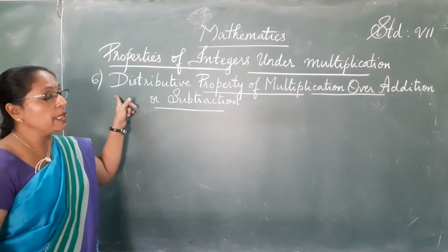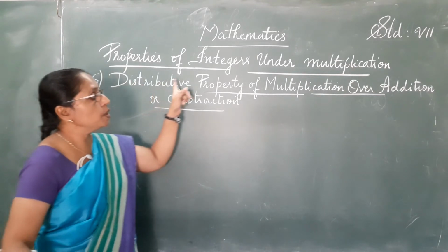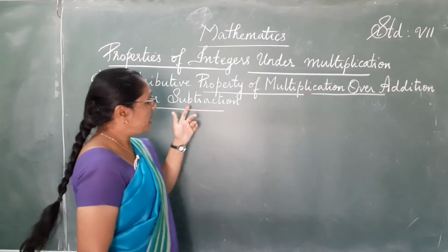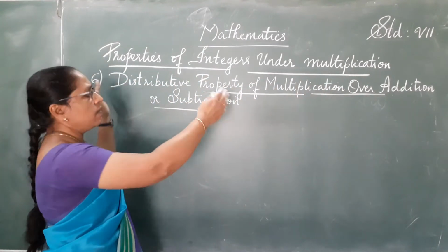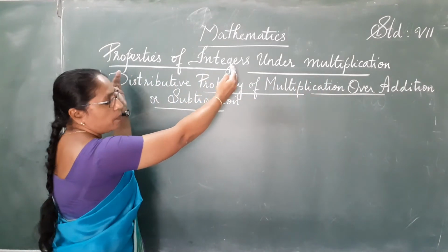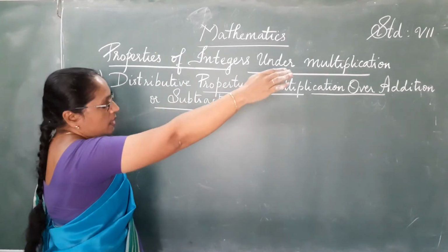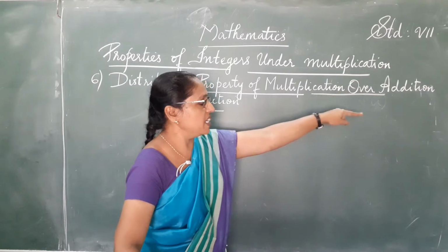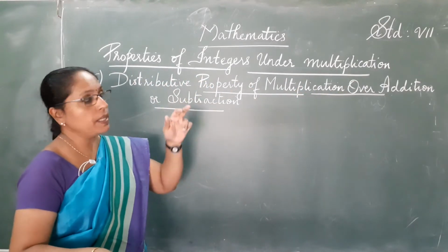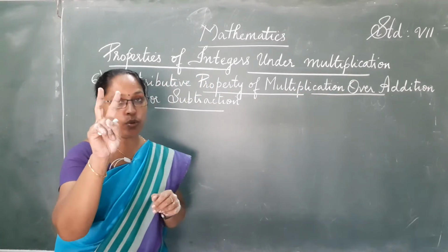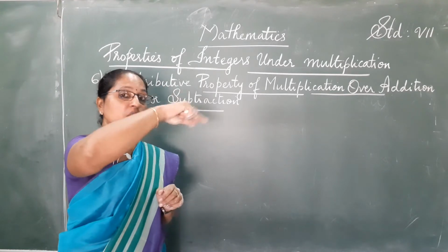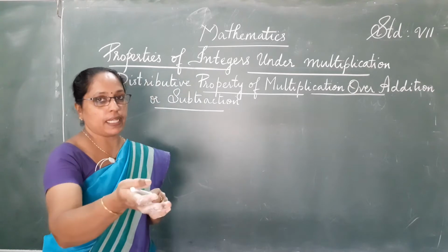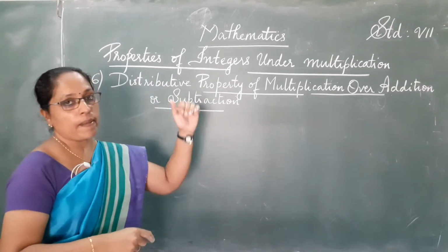Okay, it's a very important property: distributive property of multiplication over addition or subtraction. The name itself we can make short: distributive property. So in full, it is the distributive property of multiplication over addition or subtraction. That means this property has 2 operations: multiplication over addition or multiplication over subtraction. I'll explain that through an example.